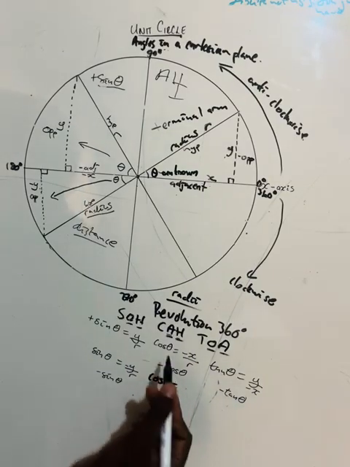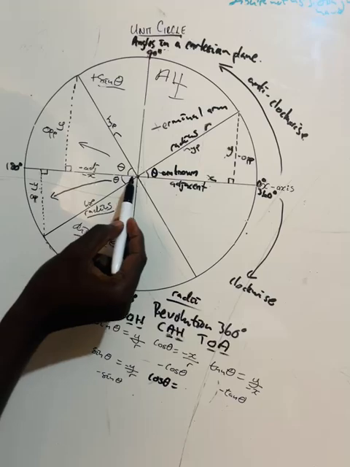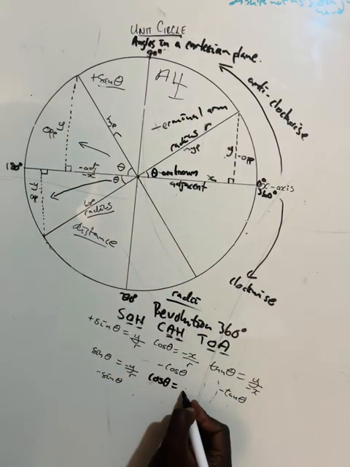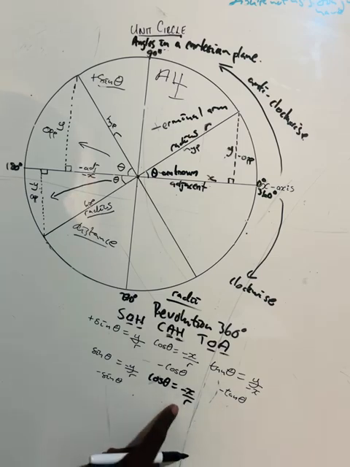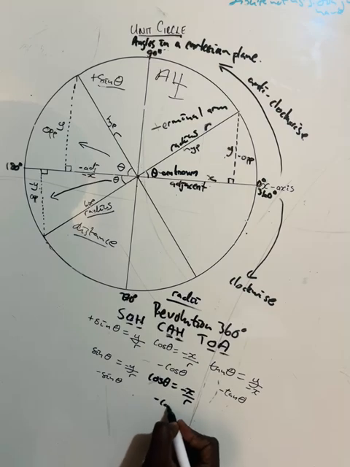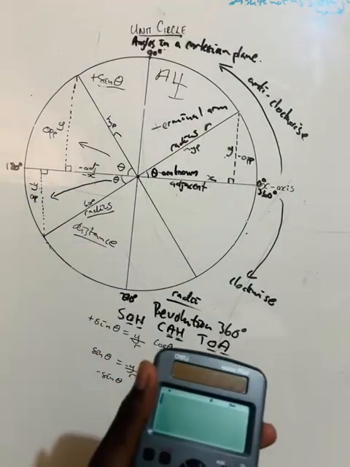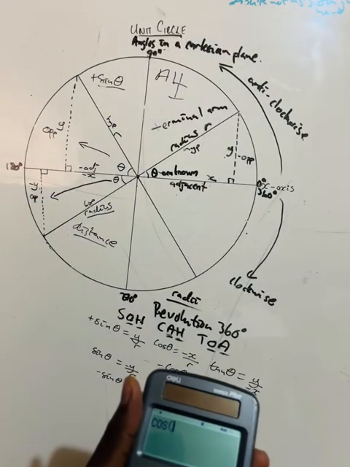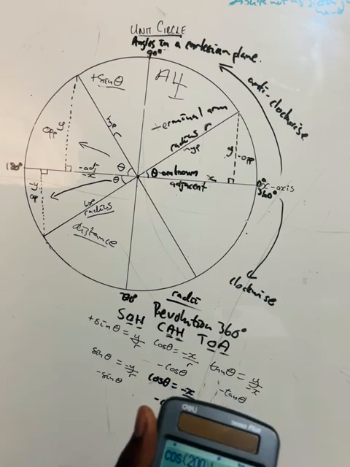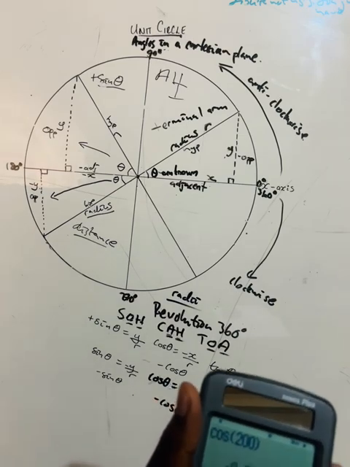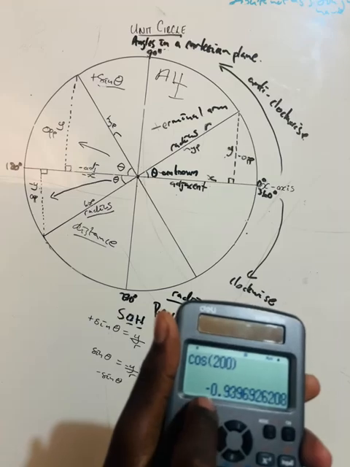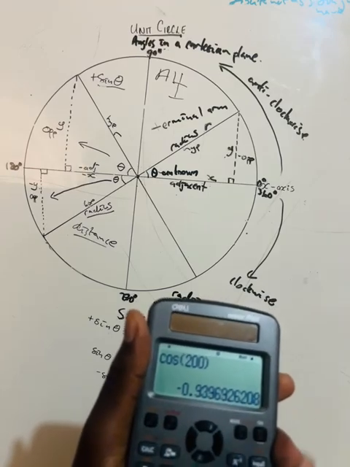We now go to cos theta. Cos theta is equal to what? Adjacent. Where is our adjacent? It's here. It's a negative x. So negative x over hypotenuse. Hypotenuse is always positive. Negative divided by positive is a negative. So in this quadrant, we've got a negative cos theta. If we come to the calculator and we press cos, let's say cos 200 degrees, we get a negative answer. Cos 200 gives us negative 0.93 and so on.